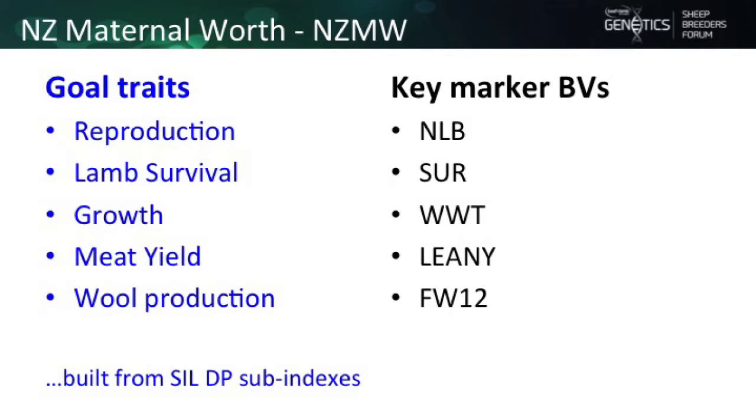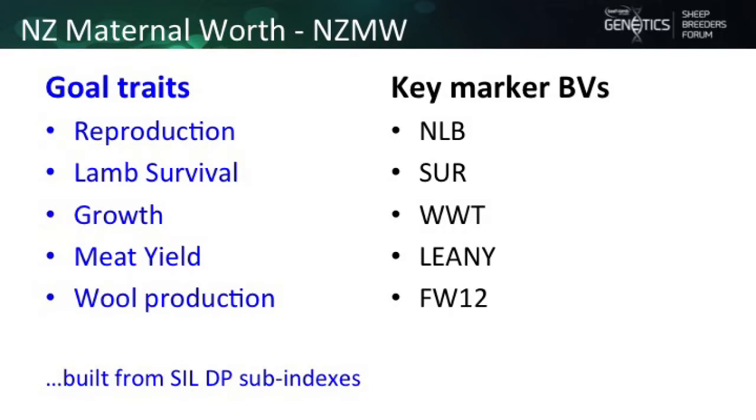So these are the goal traits we've decided should be there based on the fact that most dual-purpose people are measuring these traits. Some people will argue about lamb survival, but it's still a majority of people who are supplying good survival data. Those are the key marker BVs. There's basically one per goal trait: reproduction, number of lambs born, survival. You don't have to use all those, but if someone said, I want to go and buy some sheep using a New Zealand maternal worth index, they could expect to get an index based on those blue gold traits, and they could expect to see some or all of those marker BVs.